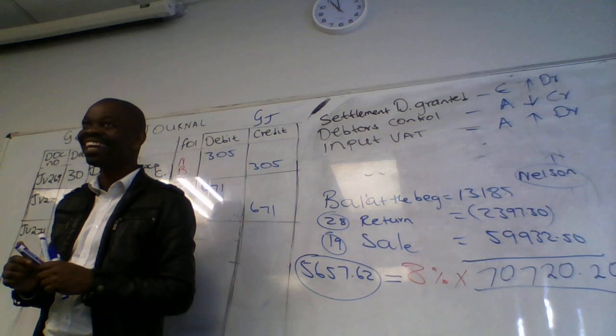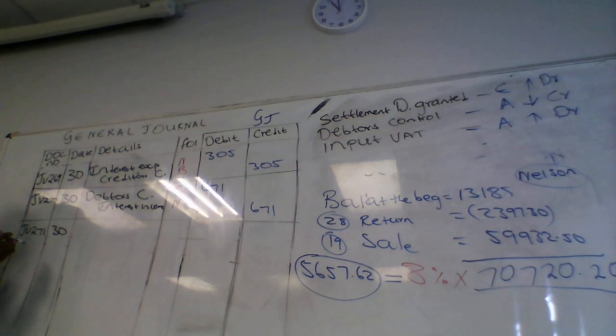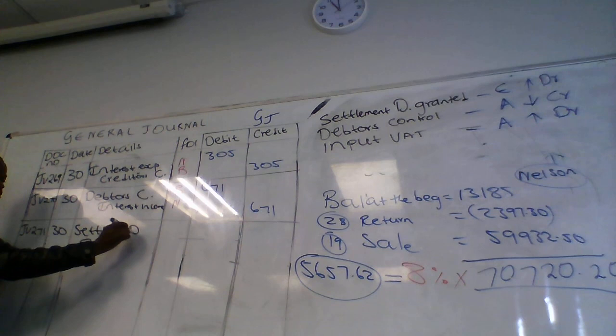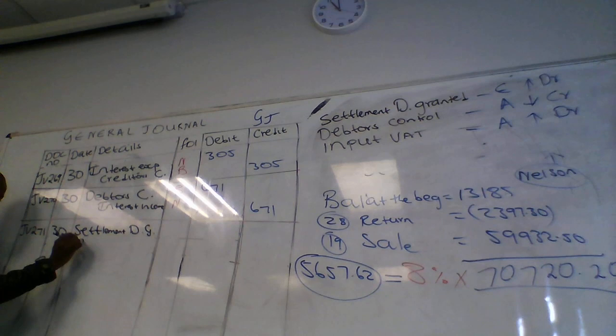Help me here, guys. How can I come in? Settlement is called budget. Discount. Guys, sorry, I'm just going to write settlement DG. You know what I mean? Okay. And then what else? In line. Thank you, guys. And then obviously?